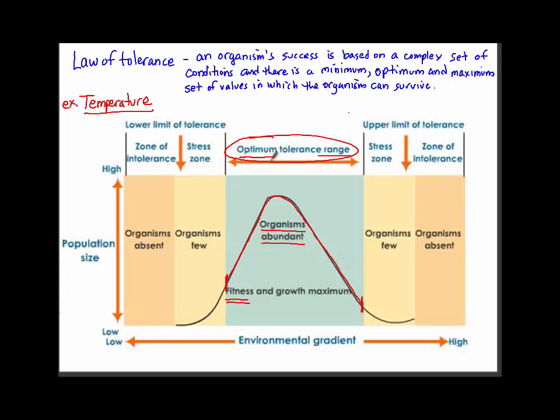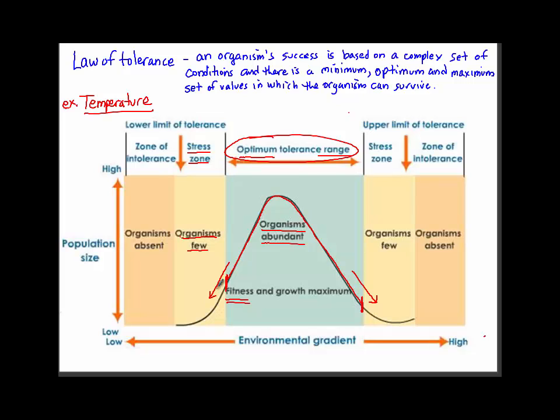Now as soon as you get outside of the optimum range, there's a temperature here, and as soon as you get outside of that range, whether it be cold or warm in this case with our temperature example, you enter an area of stress. They call it the stress zone. So you'll have less organisms because now the organism is stressed. You're outside of the optimum range.